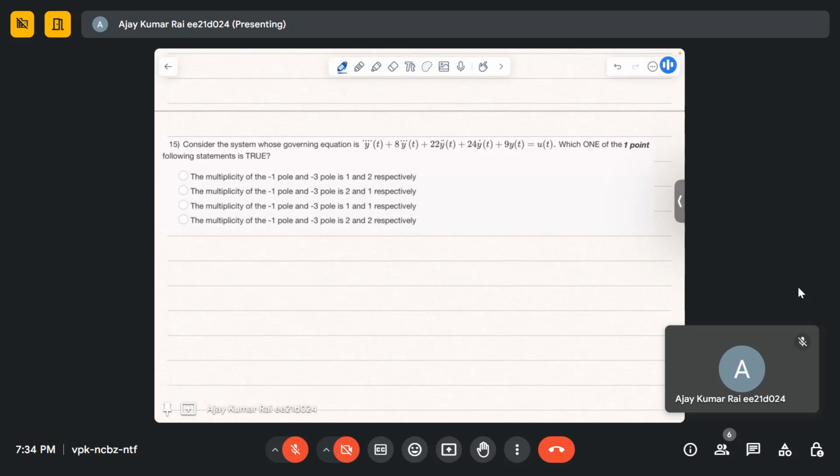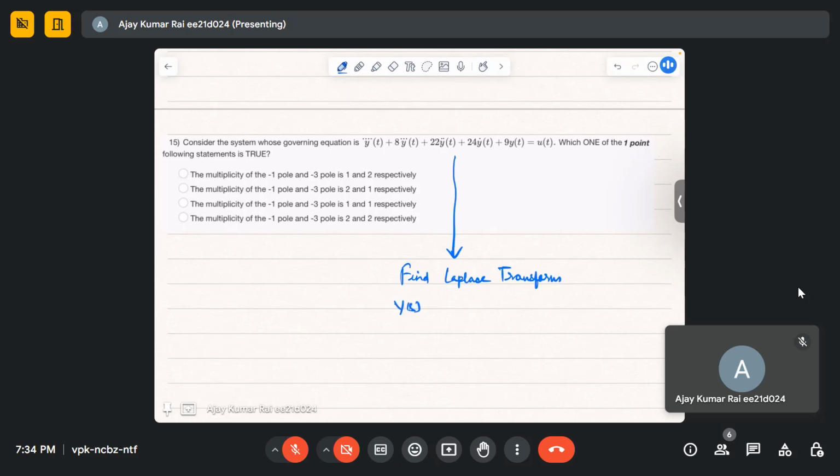So consider the system whose governing equation is this. Which one of the following statements is true? So basically what you have to do is find the Laplace transform, and you'll get the transfer function, right? Y of s by U of s, which will be P of s, and find the poles.